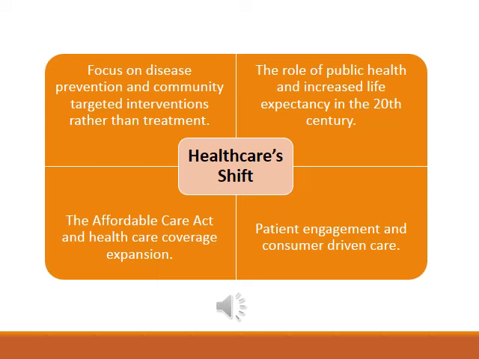Now let's go into the third shift, the role of public health and increased life expectancy in the 20th century. According to our text, by 2020, about 55 million will be older than 65 and about 23 million will be older than 75. Older individuals generally consume more health care services and are also more likely to utilize long-term care services and community health resources, which could contribute to this estimated increase in life expectancy.